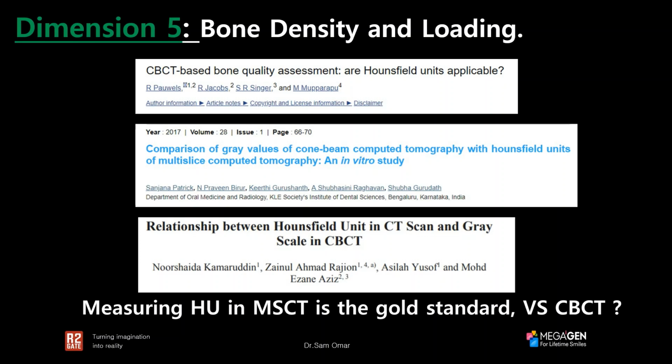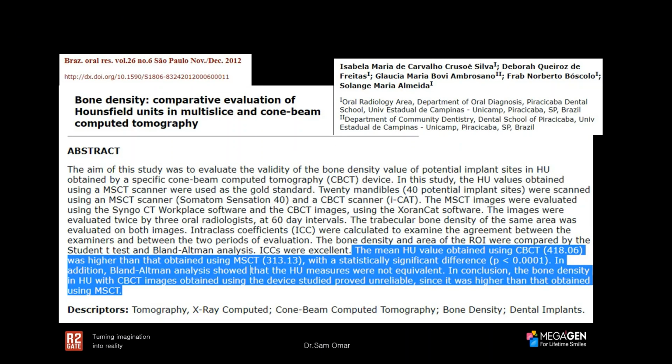Also, we've had so many different studies that talk about the accuracy of measuring Hounsfield units in a CBCT. And what we found out with most of these studies is that the multi-slice CT scan, which is the medical grade CT scan, is actually the gold standard, and this is what should be used for measuring Hounsfield units, not CBCT. And then there was a more specific study.